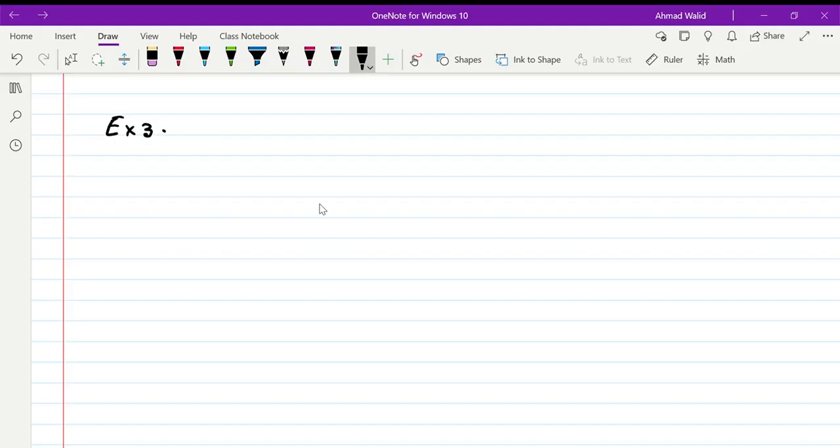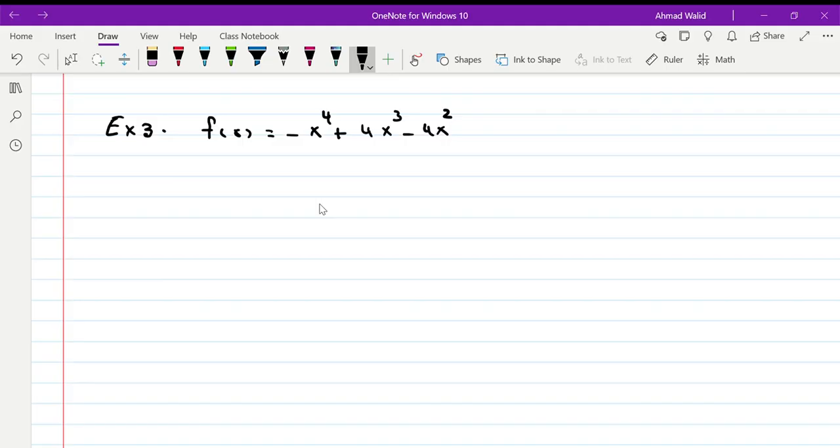f of x equals negative x to the power of 4 plus 4x cubed minus 4x squared. They are asking you to find all zeros of this polynomial function.